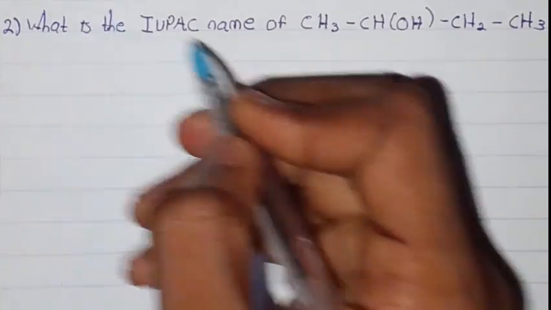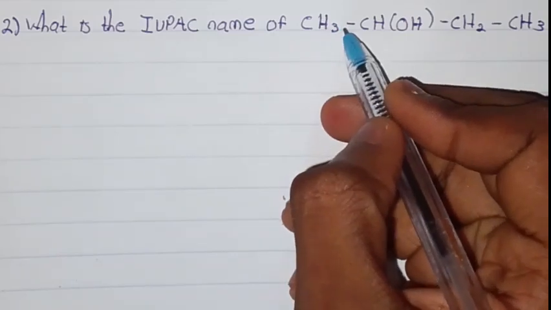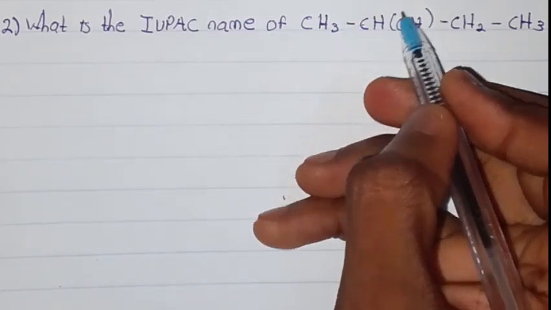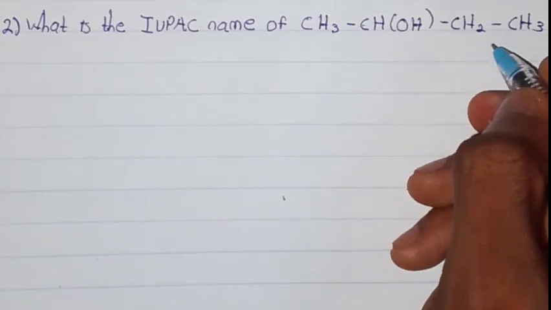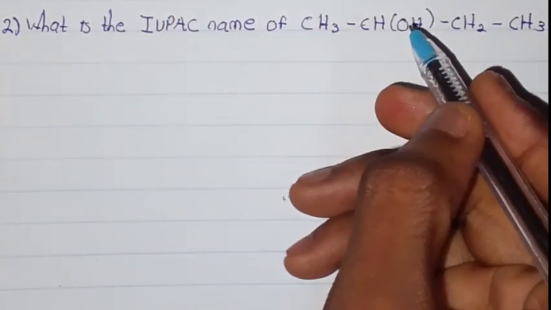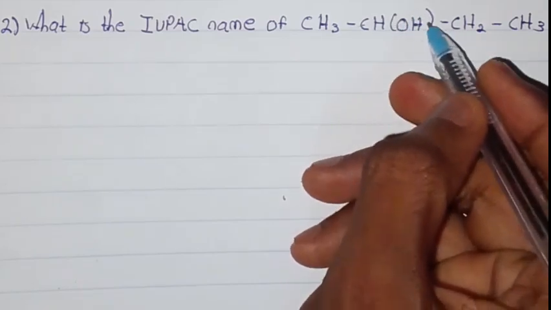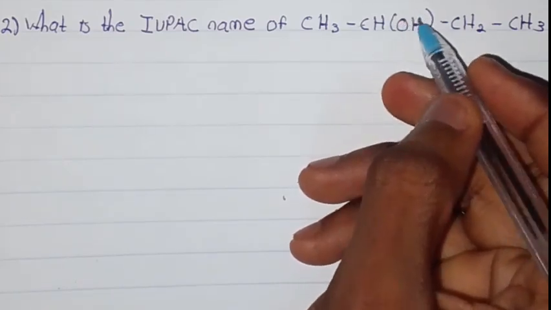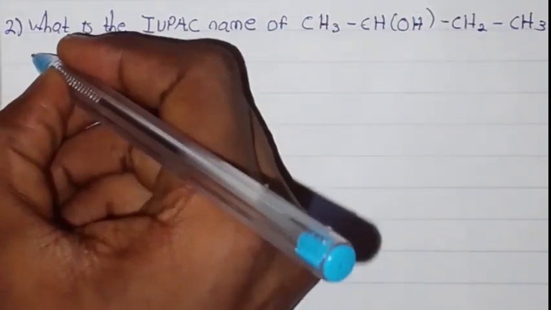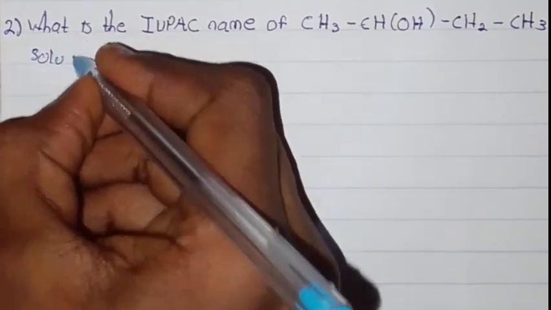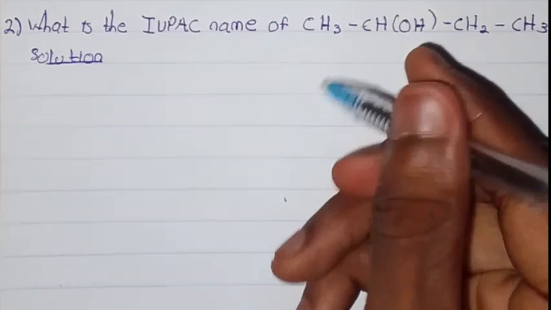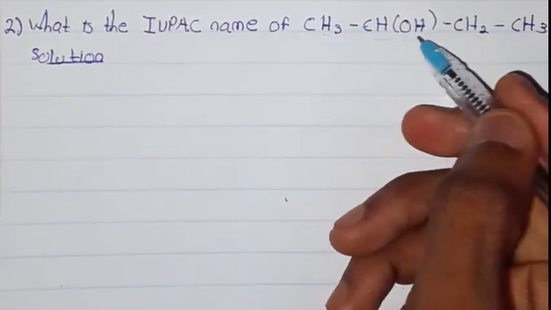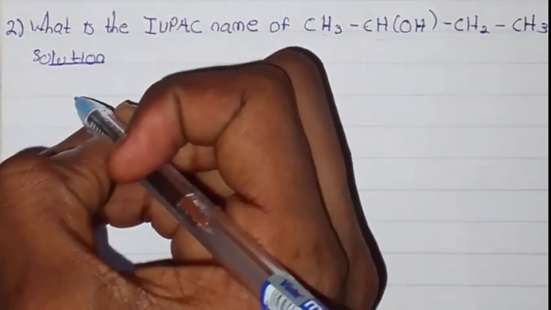What is the IUPAC name of CH3 single bond CH, in bracket we have OH, CH2 and CH3. Now this question is quite different from here in the sense that the substituent is not carbon based, right? This is a functional group referred to as the alkanol functional group. Let's go to the solution. So how do we deal with the alkanol functional group? First off, let's expand this structure so it's simpler for us to name.